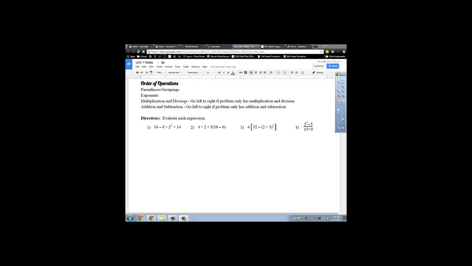If your problem has only multiplication and division in it, just go left to right. Same with addition and subtraction. So if there's only addition and subtraction in your problem, go left to right. Don't do addition before subtraction or division before multiplication if that's all that's in it.